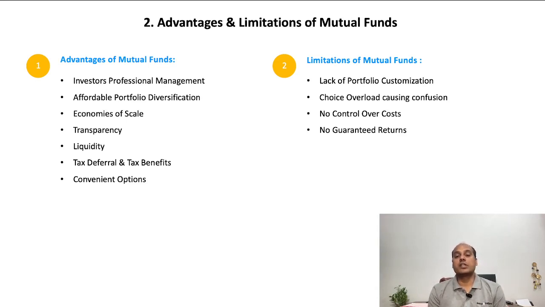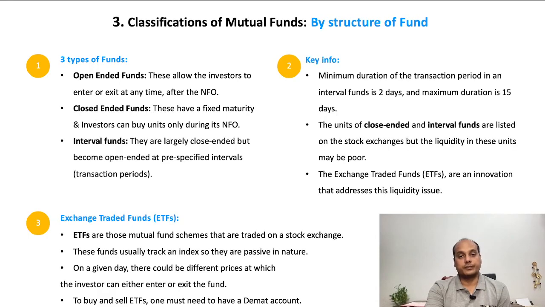Choice overload causing confusion. There are 48-50 AMCs in India at this moment, and there are thousands of choices. So it creates a lot of confusion about which one to choose and which one not to. No control over cost. Though there are regulations that a certain percentage of total return or total cost cannot be breached, still within that limit there is a lot of fluctuation. So cost is sometimes not in our control. And no guaranteed return. Obviously all these mutual fund investments are linked to the market, so guaranteed returns are not possible here. So these are some of the limitations of mutual funds.